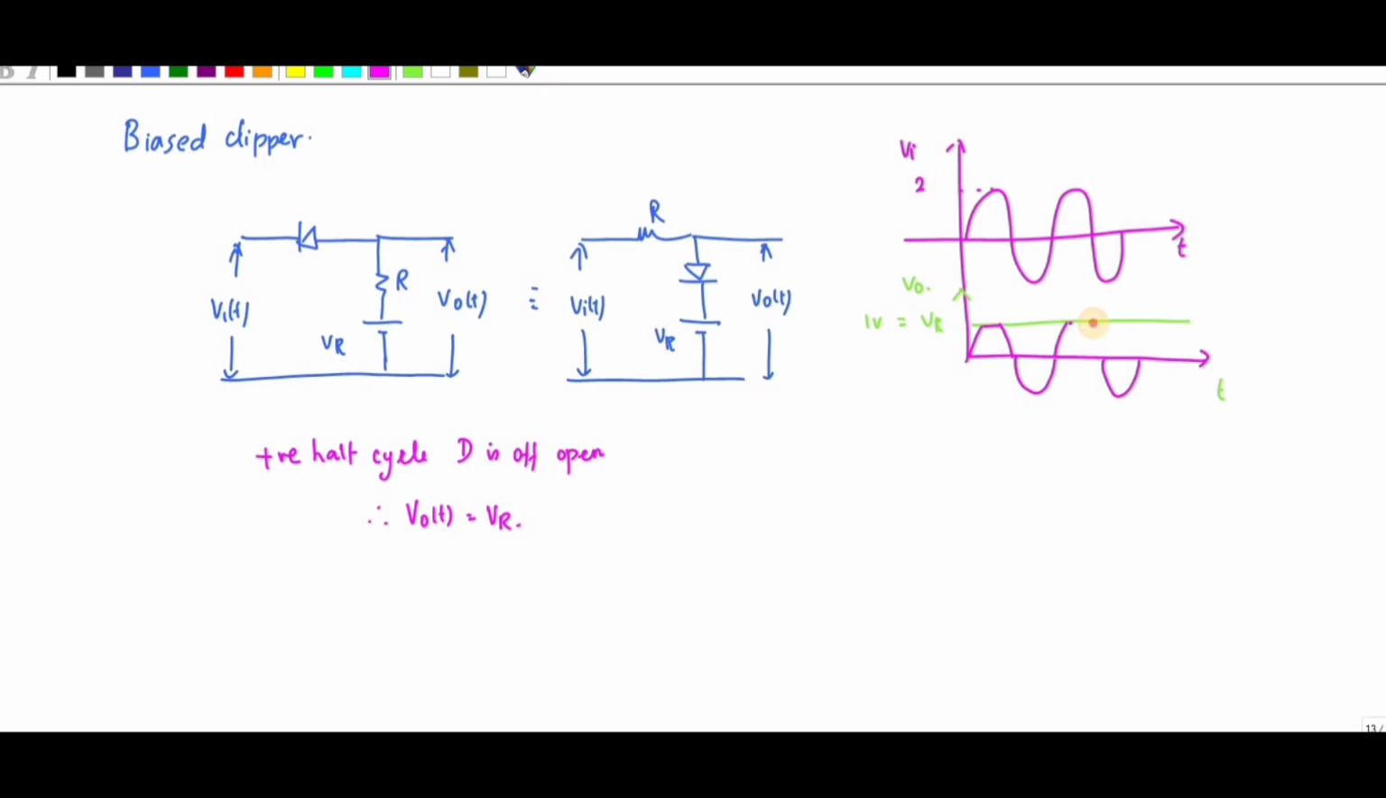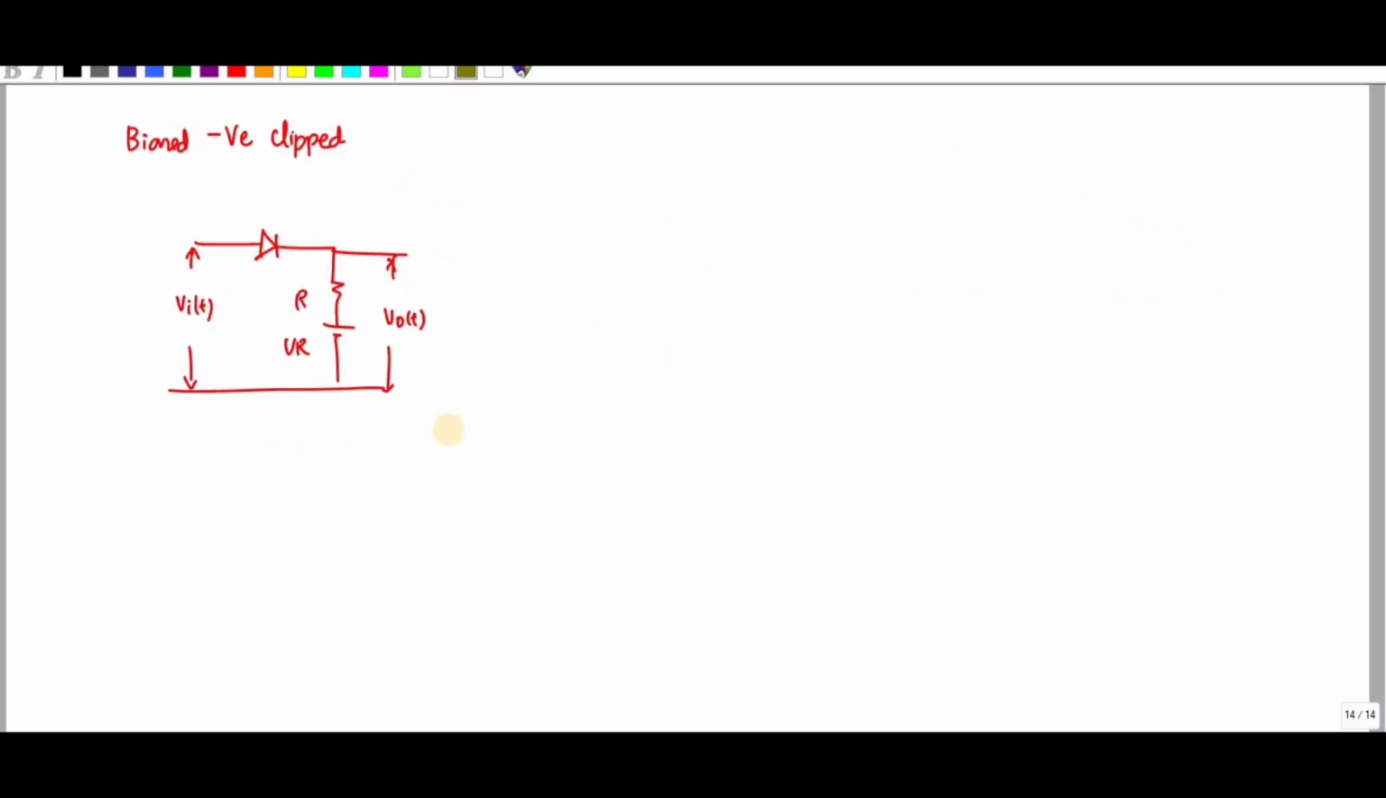So you can see this portion, right? And this portion gets clipped out. It is clipped out. So this is nothing but a positive clipper, right? So now let me explain the next one, which is a biased negative clipper.